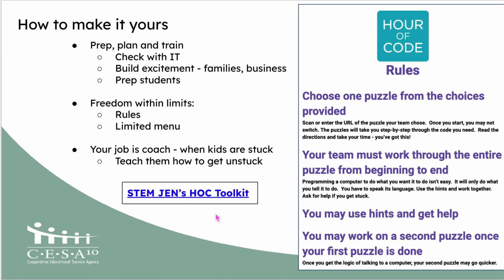They get a limited menu of puzzles. There's literally thousands of them out there for Hour of Code. You don't want to give your kids access to thousands. They'll spend forever deciding. So give them a limited menu, and I have in that toolkit some of the ones that I like, so you can have a limited menu for yourself to choose from as well. And I always insisted that they choose from that limited menu, and once they have chosen, they have to work that puzzle through to the end.